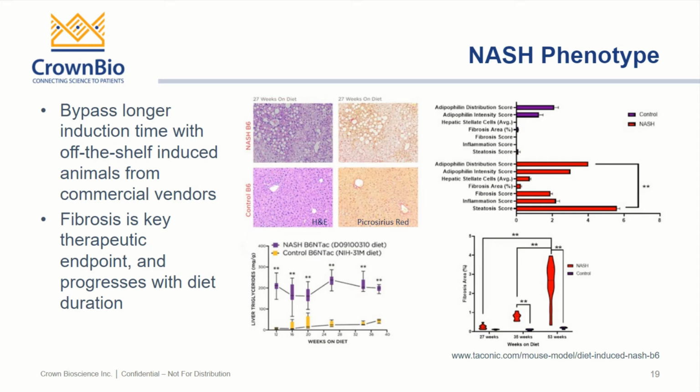A researcher may not have time to wait for this development, but pre-induced animals are now becoming commercially available from major suppliers of lab animals as an off-the-shelf commodity. These should rapidly accelerate preclinical development programs and accelerate anti-NASH pipelines towards the clinic.